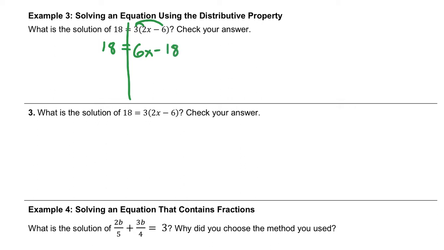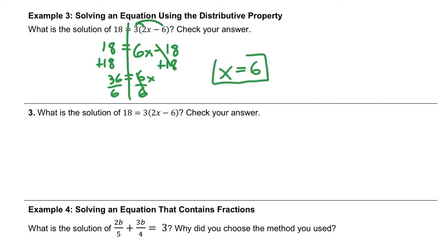So to solve this, I'm going to add 18 to both sides to eliminate 18. I get 36 equals 6x. I complete this equation by dividing both sides by 6. X ends up being 6 as my solution.